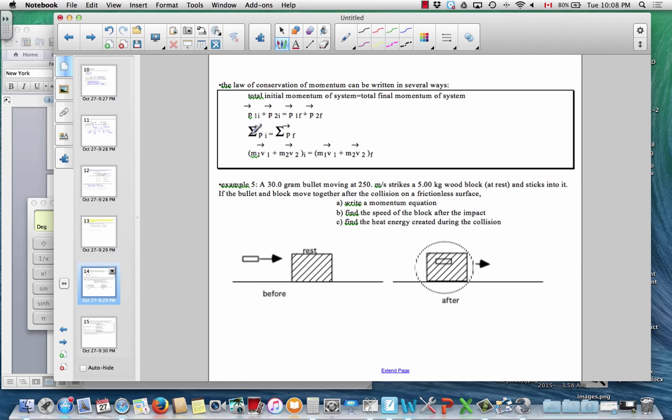This is the same principle written using the fancy summation notation. And this is the way that we'll work with it because, of course, momentum is mass times velocity. So this is the total initial momentum, and this is the total final momentum.